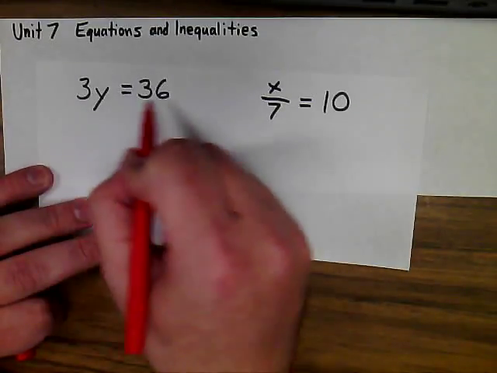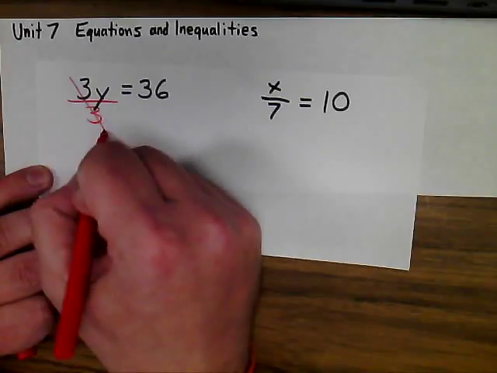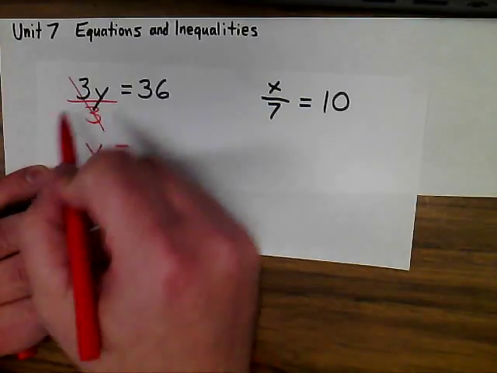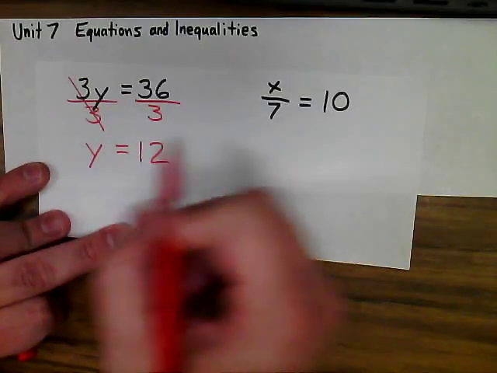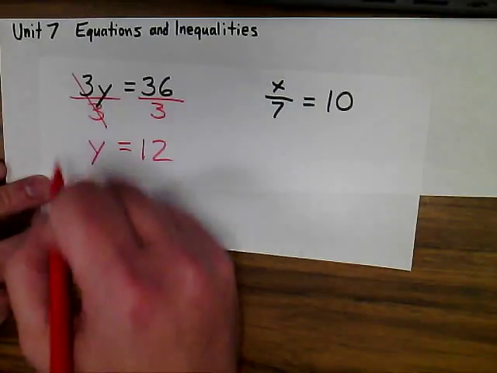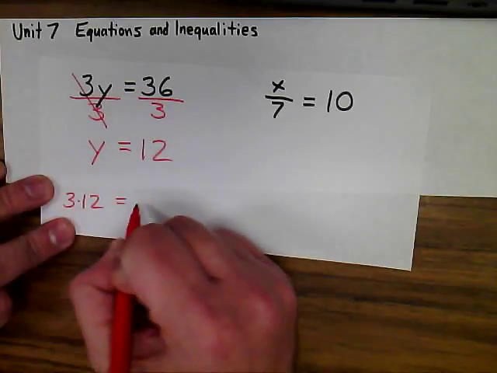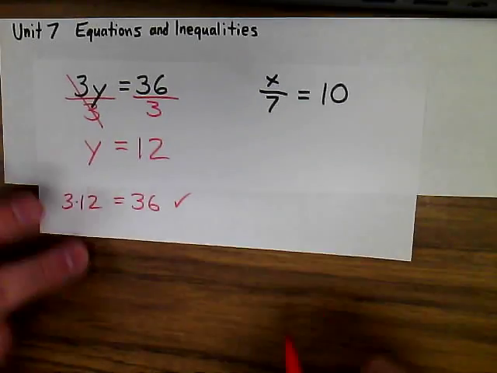Now, 3y equals 36. We're dividing by 3 to cancel that out, leaving us with y equals. Because we divided this side by 3, we'll divide this side by 3. Y equals 12. And again, we're going to double check that solution and multiply 3 times 12. That does indeed equal 36, so we know it's correct.